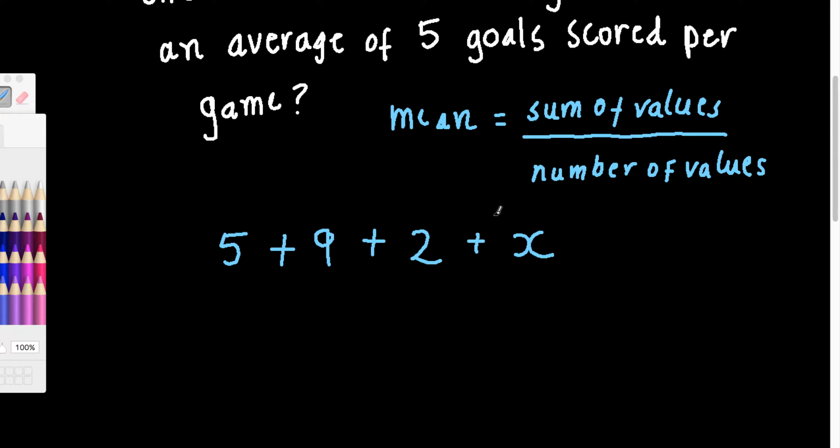So this is, I guess, not an equation just yet, but it's an expression that adds up the sum of all of her goals in her 4 games. If we were to find the average, we would then divide that by how many values we have. There will be 4 values altogether. Now, we want that average to be equal to 5. It says up here, average of 5. So I want this calculation to equal 5.